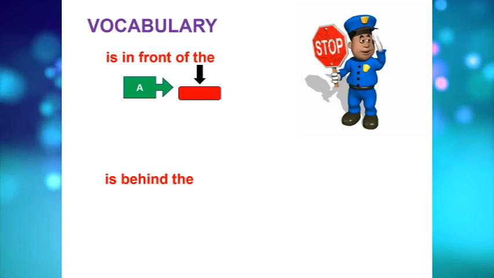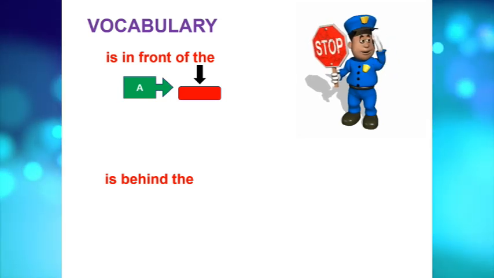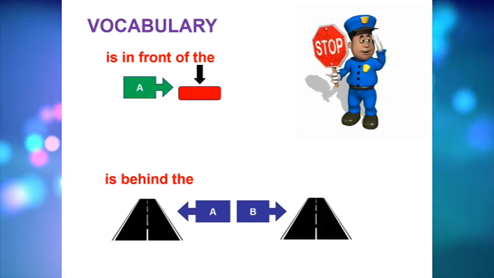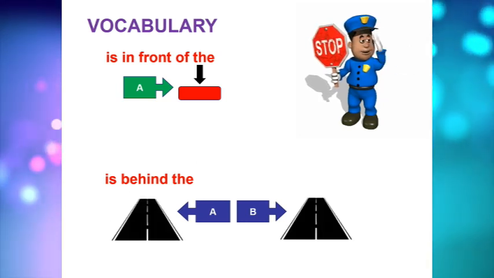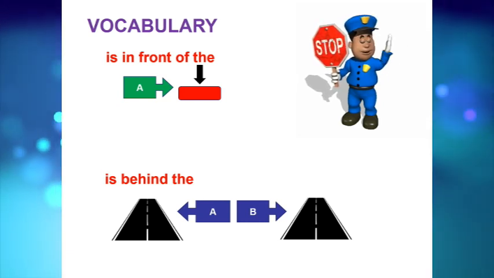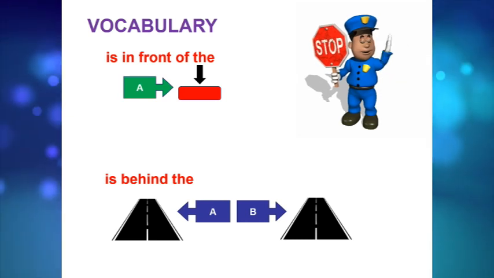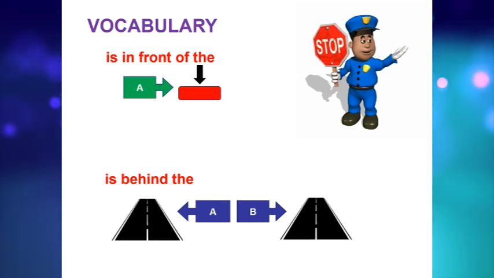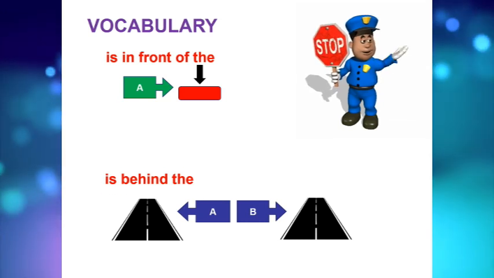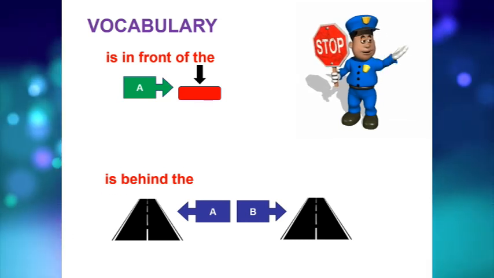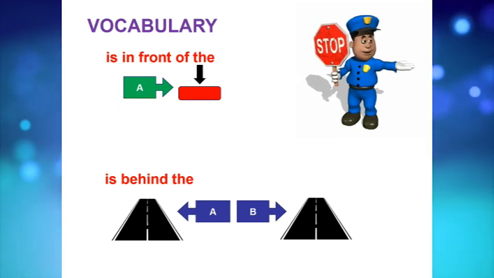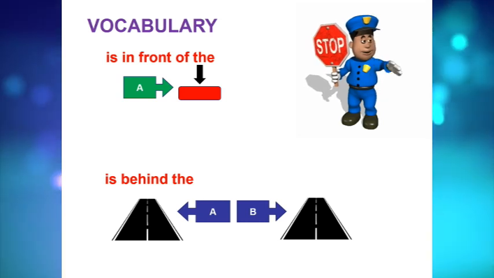Next phrase is "behind the." Let's have these two buildings here, where on both sides there are roads. When you say behind the, that means they are not facing each other. So we can say building B is behind the building A, or we can also say building A is behind the building B.